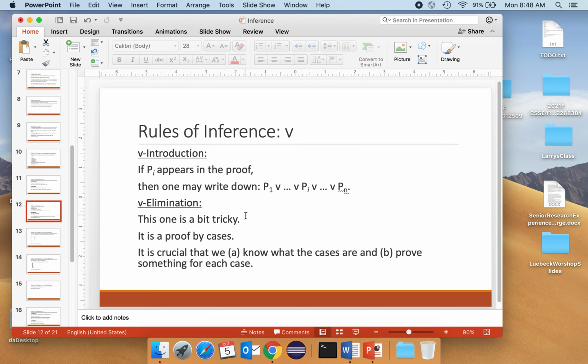So OR elimination, this one is really cool. It's a bit tricky, the way we have to apply it, but it's in essence proof by cases, something that you have done in math. When we do OR elimination, it is very important that we know what the cases are. We can't pick some arbitrary cases, you know, holds for this and holds for that. No, you have to say the only cases that we know to be true are A and B and C and D and E. And then you have to prove whatever you want to show from each of those A, B, C, D, E. So we have to know what the cases are. It has to be stated somewhere in the proof. And then we have to prove whatever we want to show from each of the cases.